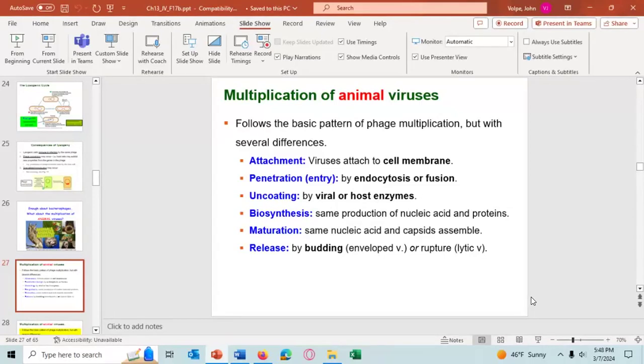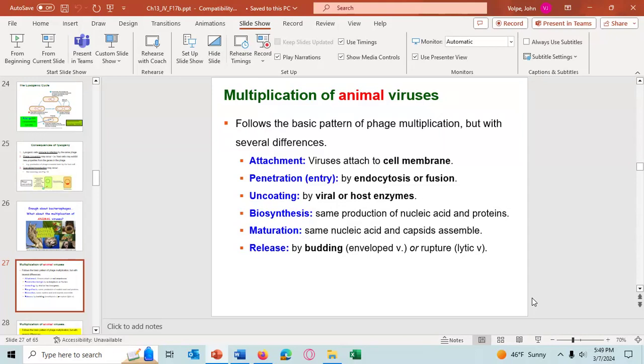Maturation can be a little different, especially if the virus multiplies in the nucleus. You'll have to assemble with the viral capsids in the cytoplasm. So in a eukaryote cell, which would be animals, the virus can replicate in the cytoplasm or it can replicate in the nucleus. And like I said, assembly will be different if the virus is replicating in the nucleus, because the genome is replicating in the nucleus and the protein portion of the virus is being made in the cytoplasm.